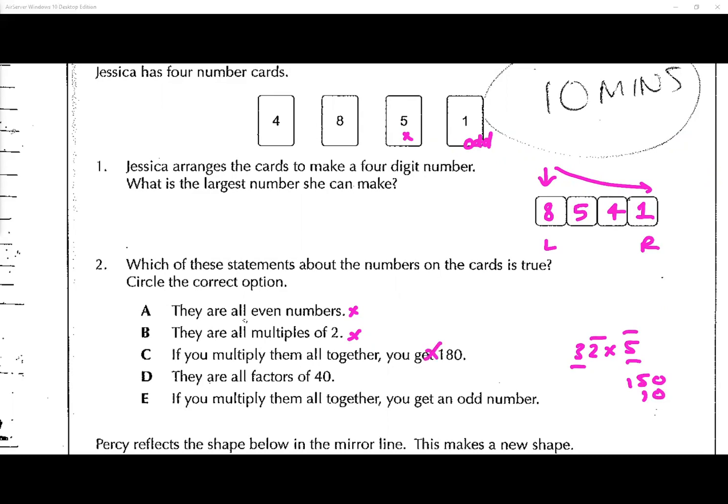Okay, question D. They are all factors of 40. Now, factors mean that they divide into 40. So will 40 divided by 4, will it divide by 8, will it divide by 5, and will it divide by 1? And the answer is yes, yes, yes, and yes. It divides by all of them. So D is absolutely correct. They are all factors of 40. I don't even need to read E now.